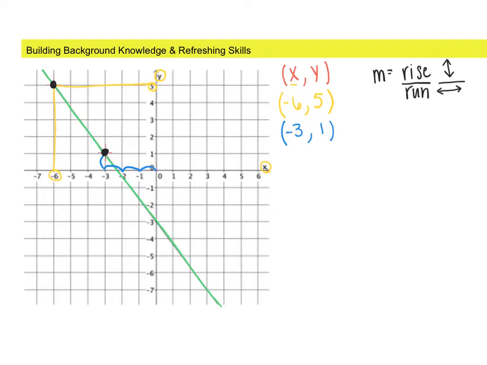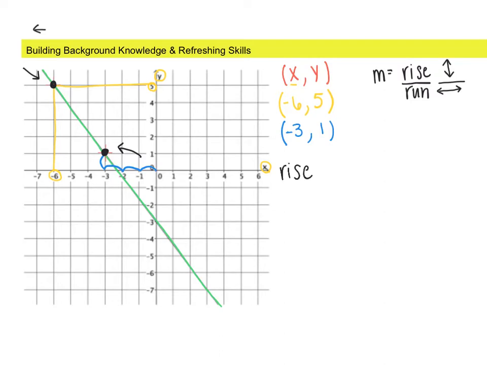Now, the first point that we always want to start with is the one that is furthest left on our coordinate grid. So the one that is further left on our coordinate grid is this point right here. So I'm saying, okay, to go from that point to this point, how many do I rise?